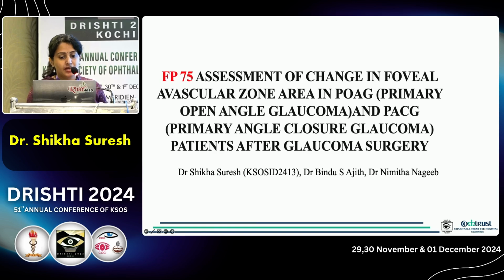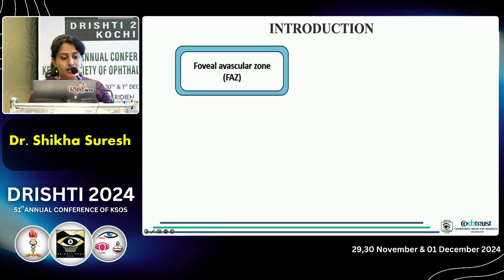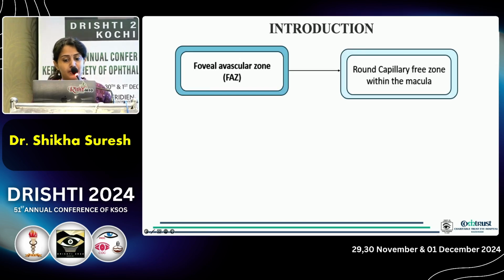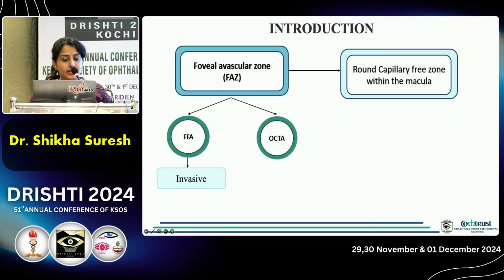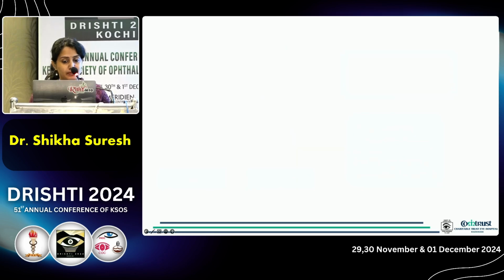Good morning. My topic is on assessment of change in foveal avascular zone area in POAG and PACG patients after glaucoma surgery. Foveal avascular zone is the round capillary-free zone within the macula. It is usually delineated by fundus fluorescein angiography, which is an invasive procedure. Nowadays, OCT angiography, which is a non-invasive procedure, is used for assessing foveal avascular zone. It allows depth-selective visualization of retinal and choroidal vascular networks by detecting the endoluminal blood flow.